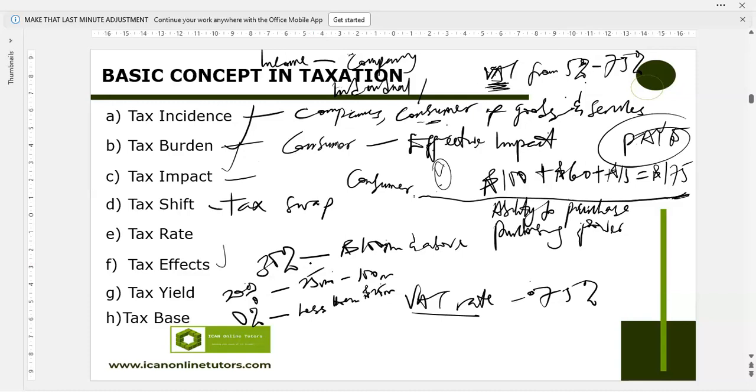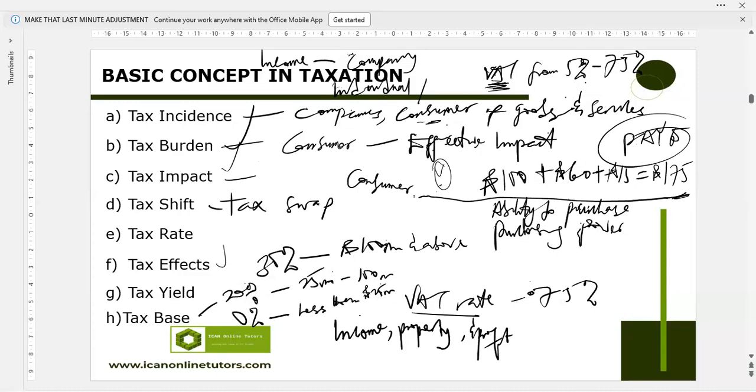Then we look at tax base. Everything in life has its basis, and the basis for telling you that you are liable to tax could be on your income, your property, or profit. So the tax base for company income tax is the profit from the business. Without a tax base, there is no tax.